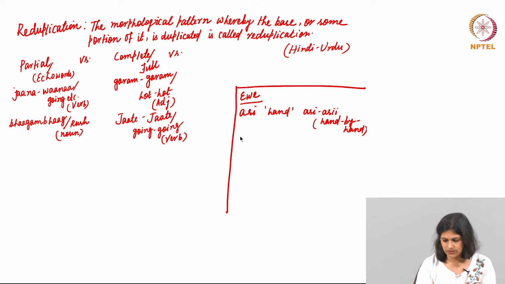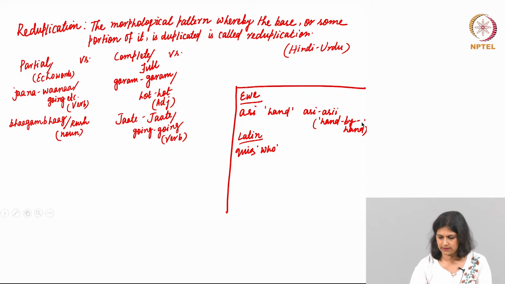There is another set of data that is given from Latin. In Latin there is a word quis, which means who, and when it is reduplicated, you can say quis quis. So, quis quis means whoever, right. So, quis quis is whoever. That is also another full reduplication.